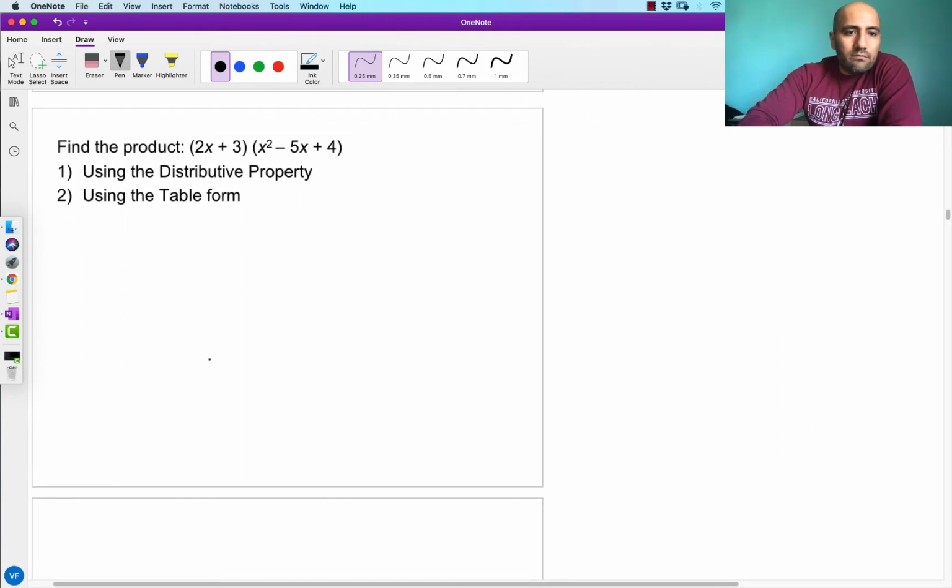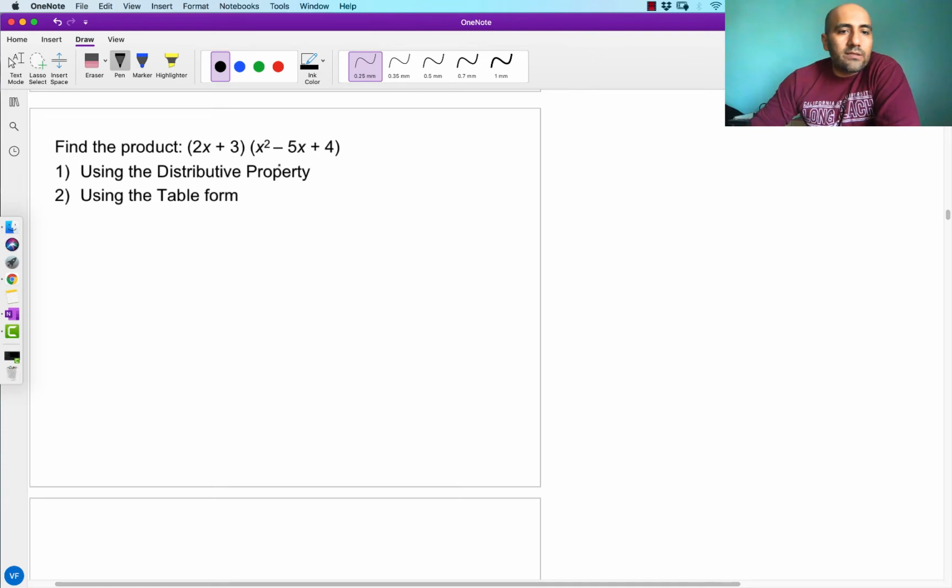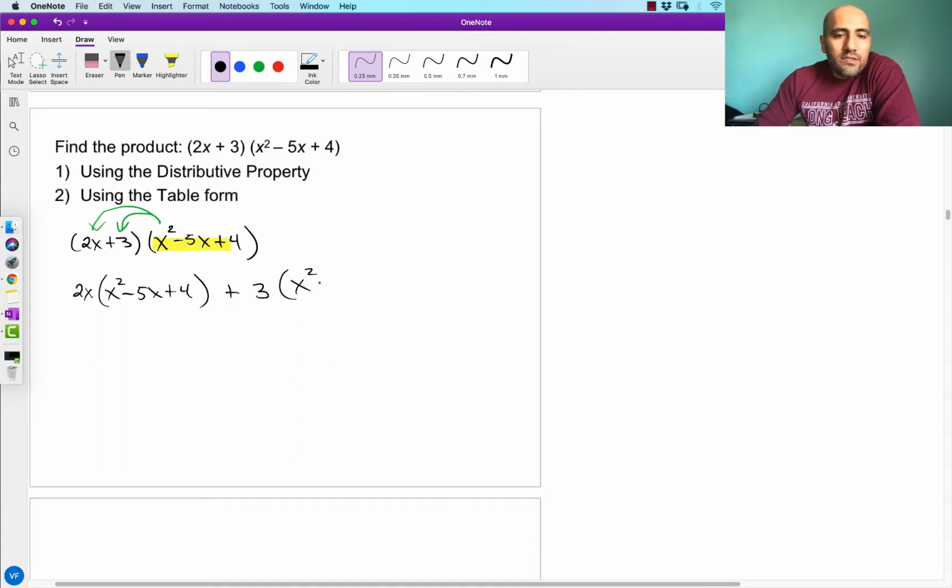All right, so let's multiply these using the distribution property as well as the table form. So using the distribution property, what we want to do is take this guy and distribute it across those two terms. So let's use the distribution property first. We have 2x plus 3 times x squared minus 5x plus 4. And we're going to distribute this across each one of these terms, this term and that term. So we'll end up with 2x times x squared minus 5x plus 4 plus 3 times x squared minus 5x plus 4. Right, so that's this term and that term.